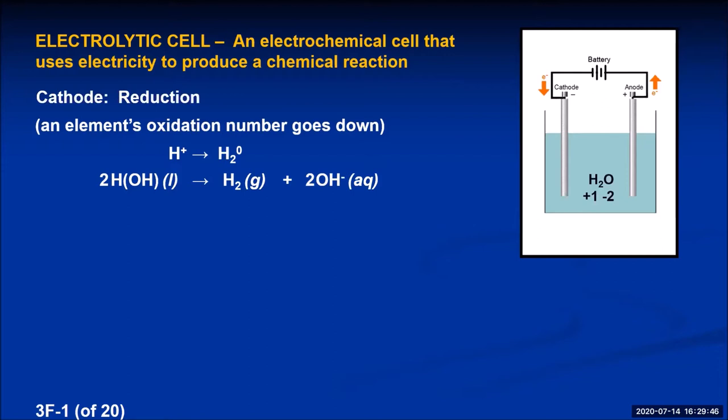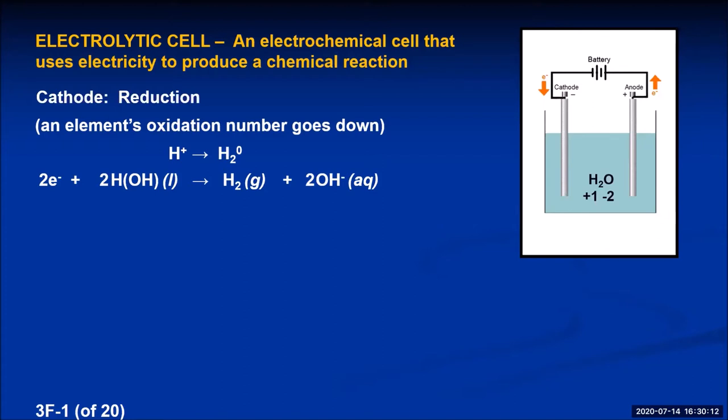The molecule of hydrogen is neutral, but the hydroxides are -1 each, and there are 2 of them. So they make a charge of -2 on the product side. So this is not a balanced reaction yet because the charge isn't balanced. We have a -2 on the right, a 0 on the left. So half reactions are always balanced by adding electrons, and I will need two electrons to balance the charge. So now the charge on both the left and the right side is negative two.